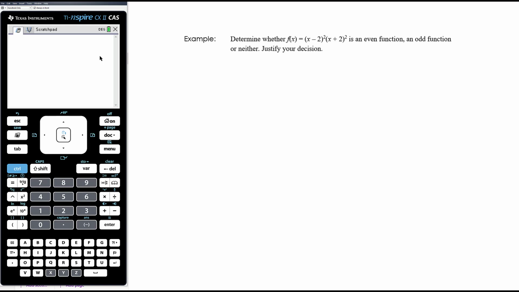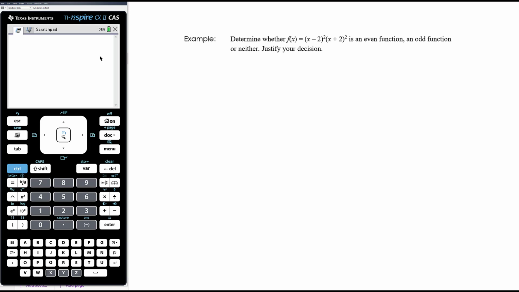However, an odd degree polynomial absolutely will never be an even function. It's either going to be an odd function or neither odd nor even. So if this is a degree 4 polynomial, I'm 100% confident it's not going to be an odd function. It's either going to be an even function or neither.